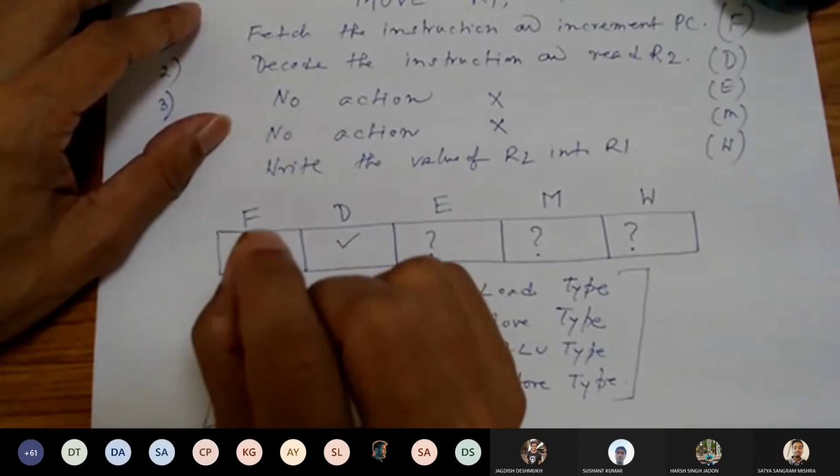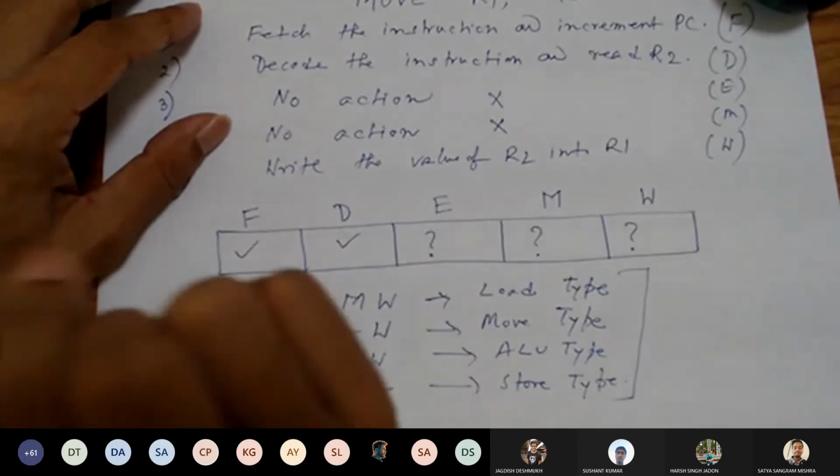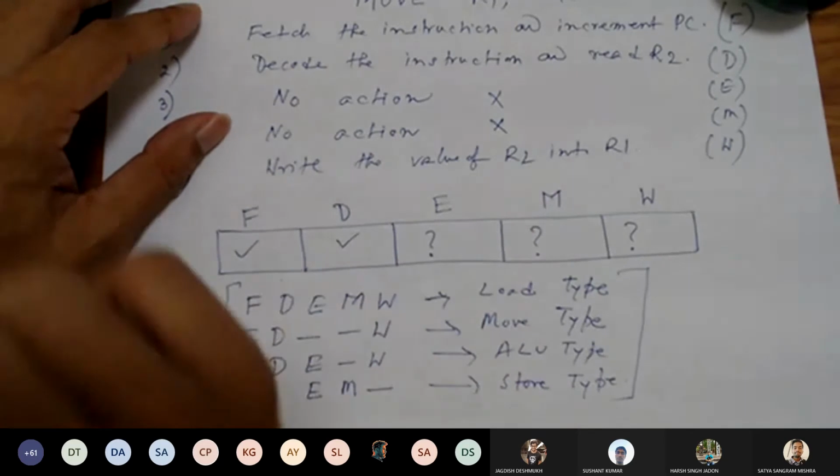The clocking of the cycles, what the positive edge and negative edge are, how much time it is taking, that is very important.